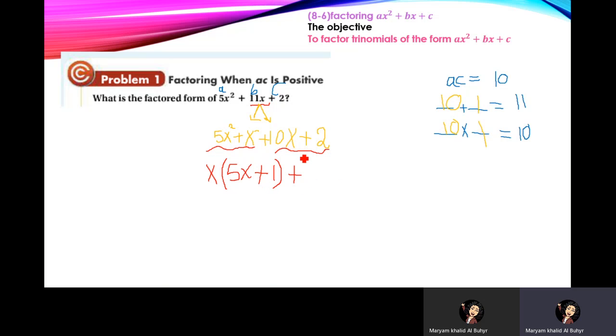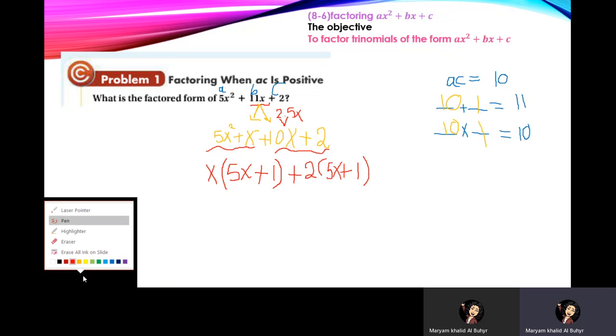Plus, what is the common factor between them here? The common factor here is 2. You can say it is 2 times 5 times x. So the common factor between them is 2. I can take 2 outside and leave 5x inside, plus, I took this 2 out, so plus 1. Great, that's what I need.